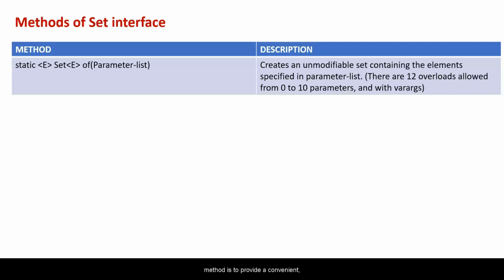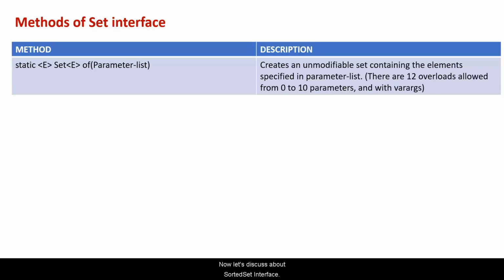The primary purpose of the of method is to provide a convenient, efficient way to create a small set collection. There are 12 overloads of the of factory method. One takes no arguments and creates an empty set. 10 overloads take from 1 to 10 arguments, and the final overload specifies a variable length argument parameter that takes an arbitrary number of elements or an array of elements. Here you see only the of method. All other methods are inherited from the Collection interface.